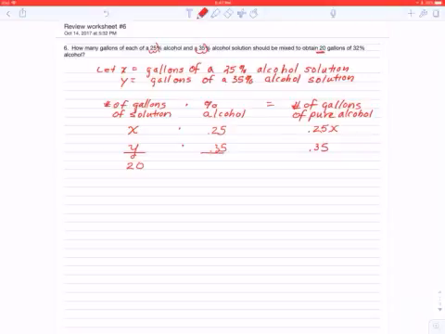Now, the mixture we want to be 32% alcohol. So 32% of the 20 gallons should be pure alcohol. So 32% as a decimal. Drop the percent sign, move the decimal 2 places to the left. So 0.32. So 20 times 0.32 gives us 6.4.